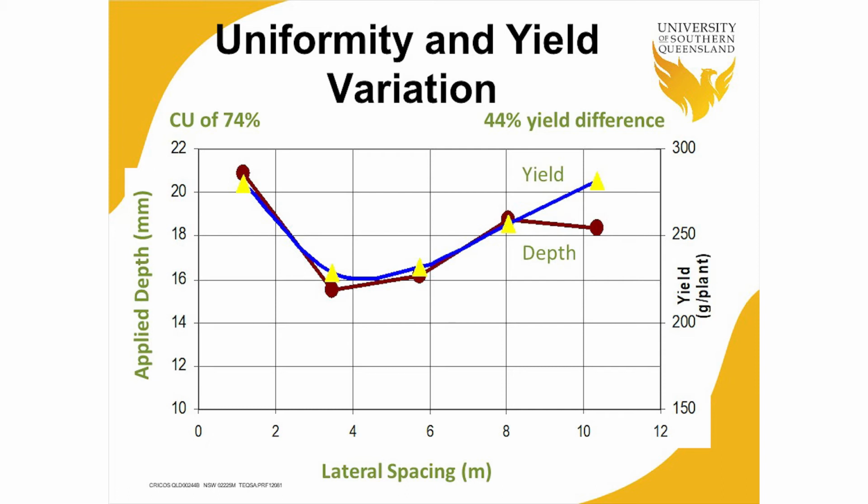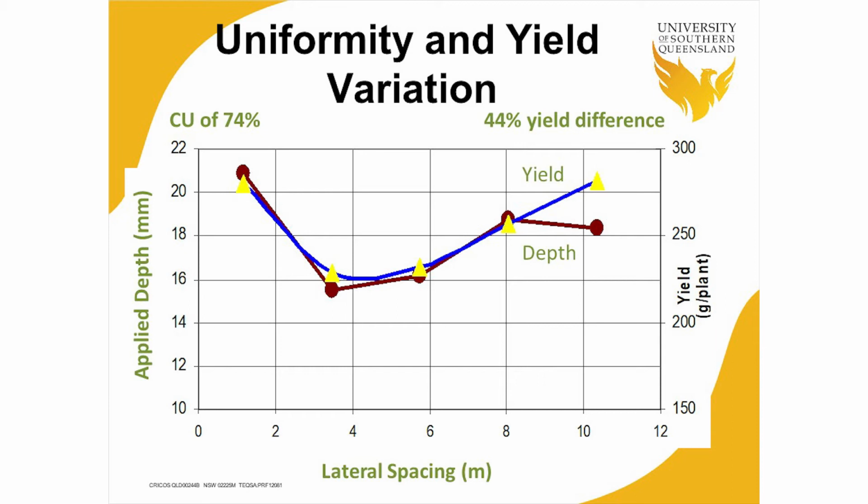In some instances we've got excess water, in some instances we've actually got under irrigation. The relationships are very, very good no matter where you go. And here's an example in horticulture where we've got 2 sprinkler irrigation lines and a significant variation across that 8 to 10 metres of sprinkler spacing in both the applied depth and the yield. And you can see them matching very, very well.